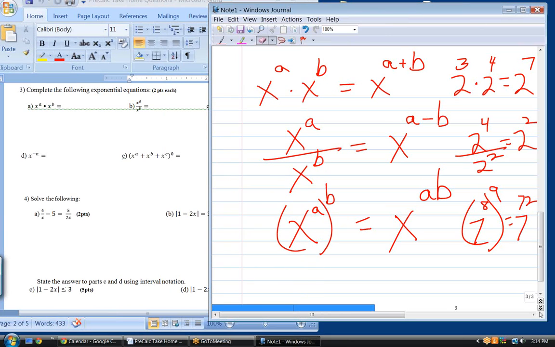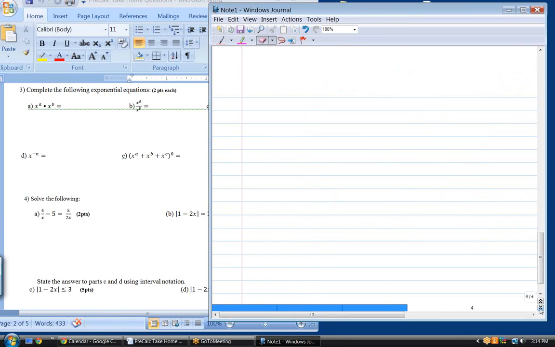Okay, number D. What does a negative exponent mean? I'm not too sure. Does that mean a negative? It does not mean a negative number. It's one of the few times that a negative sign does not mean a negative number. What it means is the reciprocal.